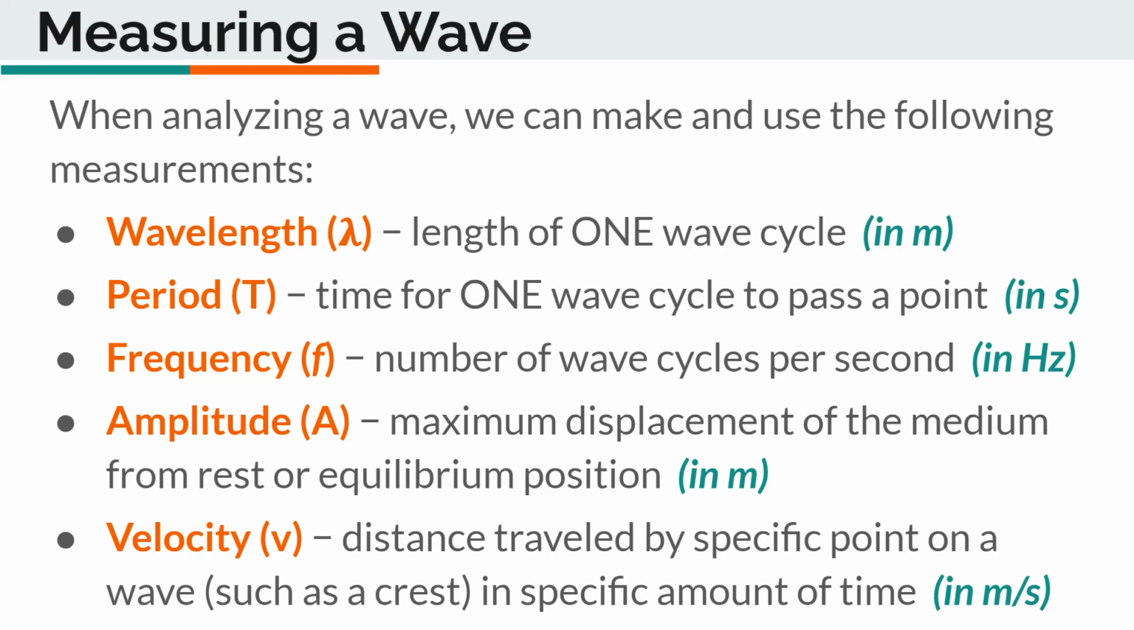Amplitude is your maximum displacement of the medium from rest or equilibrium position. I'm going to go into that one a little bit more in depth later on in the notes. So we're going to revisit amplitude later on. And then velocity is the distance traveled by a specific point on a wave, such as a crest, in a specific amount of time, and it will be measured in meters per second.